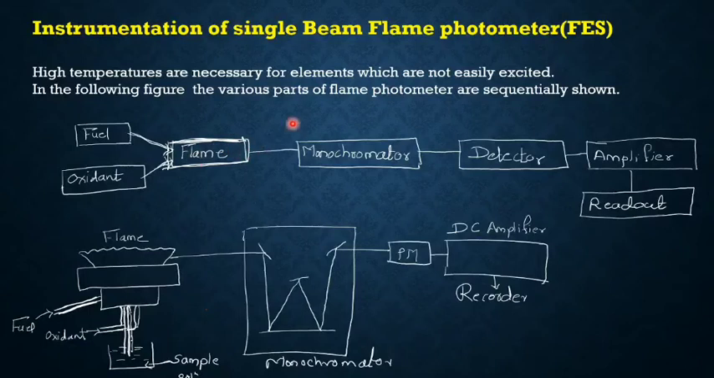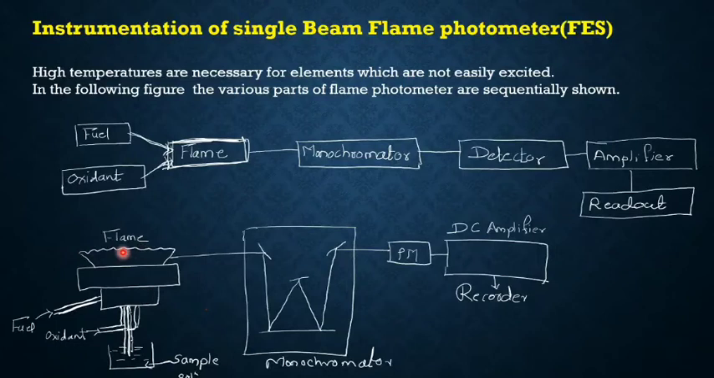Then it is connected to the monochromator. After that, the next component is the detector, amplifier and readout device. These are the components present in flame photometer. This diagram can also be drawn as below.